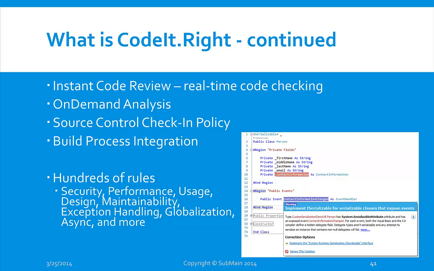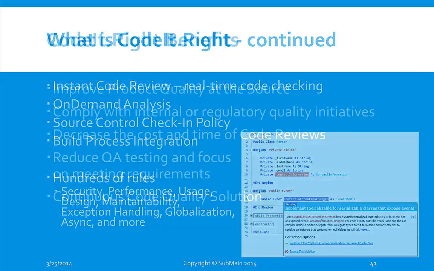There's hundreds and hundreds of rule sets that come with CodeIt.Right, which are, like I said, by default the Microsoft guidelines. Security, performance, usage, design, maintainability are two of my big ones. Exception handling is also a big one, and async, which is pretty difficult to do nowadays, is also a big one that CodeIt.Right will help you with.